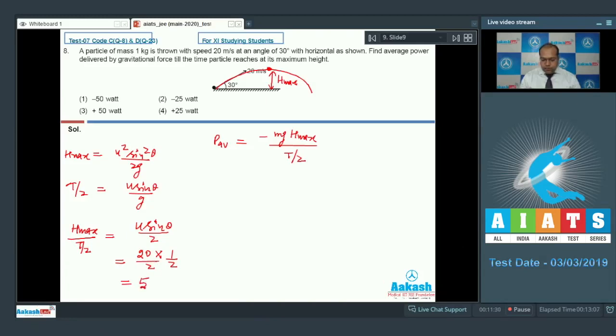So it comes out to be 5 unit. So if I substitute this data here, this is minus m, that is 1 into 10 into 5. So it comes out to be minus 50 watt. So option 1 is the correct answer. Let's move to question number 9.